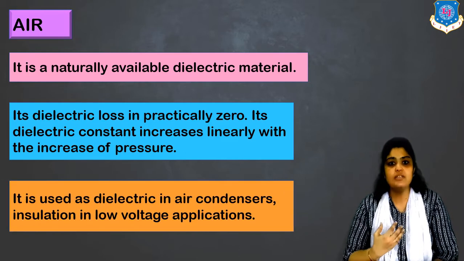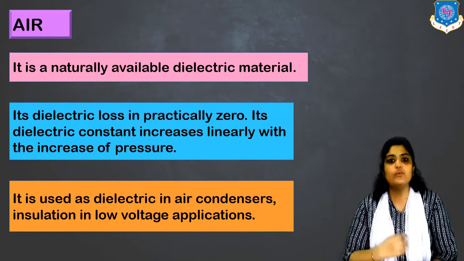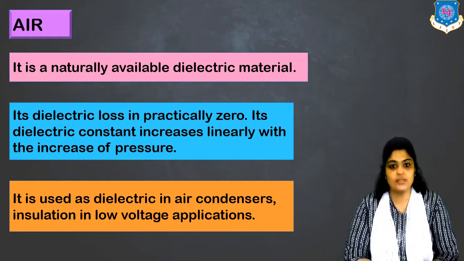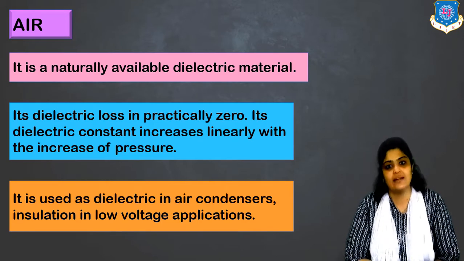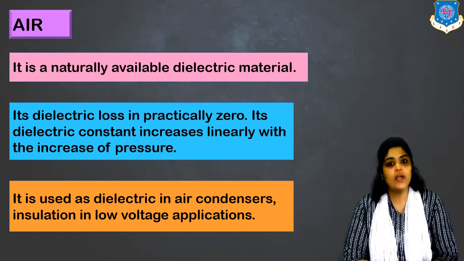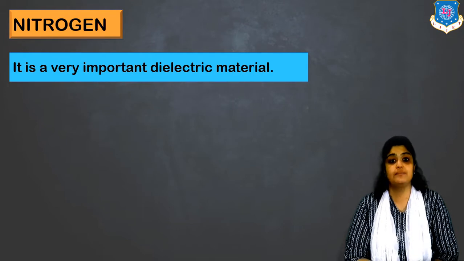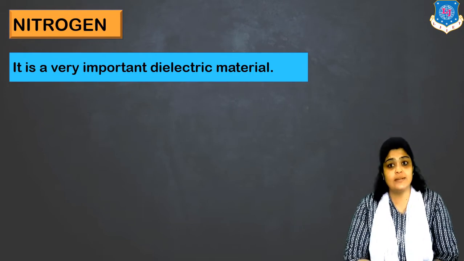And what are the uses of air? Air is used as a dielectric in air condensers, and it is generally used in low voltage applications. Air is inflammable also, so that is the reason it is used in low voltage applications. Moving on to the next type of gaseous dielectric, we have nitrogen. Nitrogen is known as an inert gas.